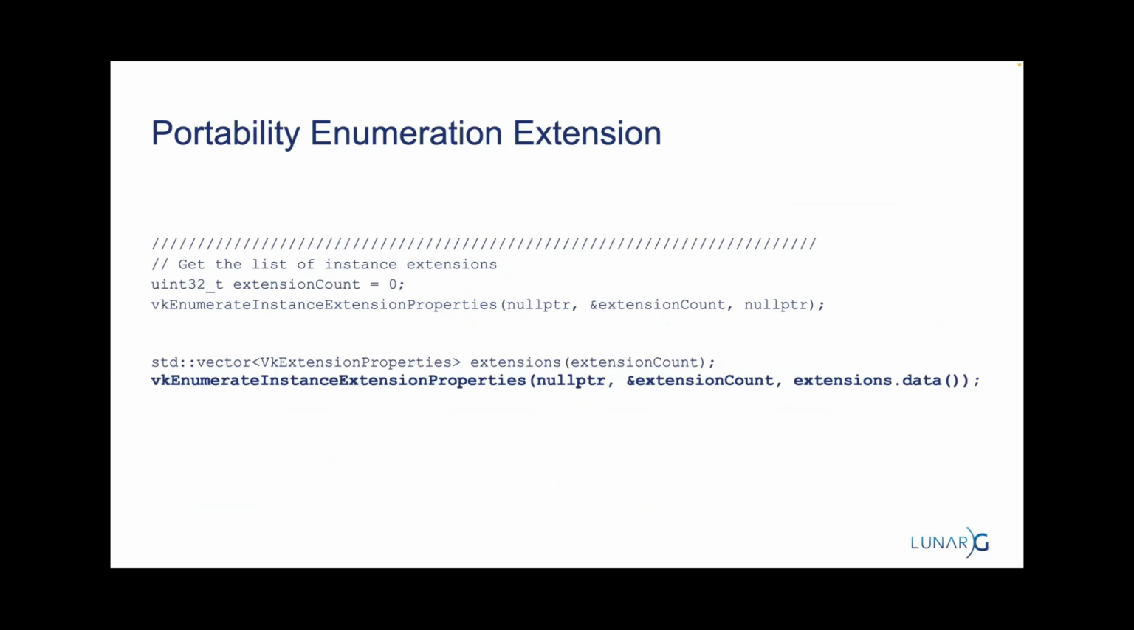Whether you're following Sasha's Vulkan samples or anybody else's samples, you're going to call enumerate extension properties with a null pointer to find out how many extension properties there are, which is basically a list of instance extensions. And then you call it again, and it'll fill in your vector with a list of all the extensions.